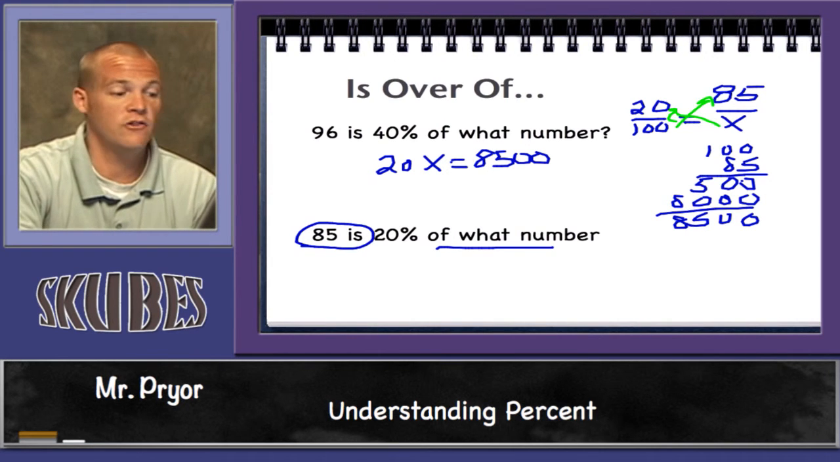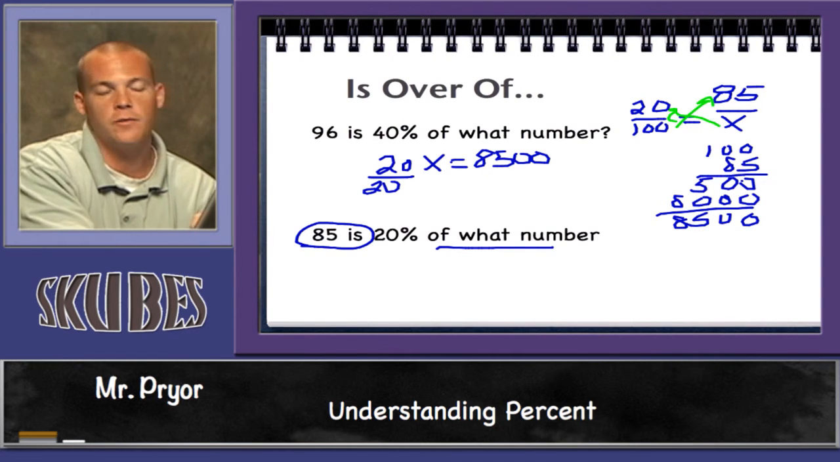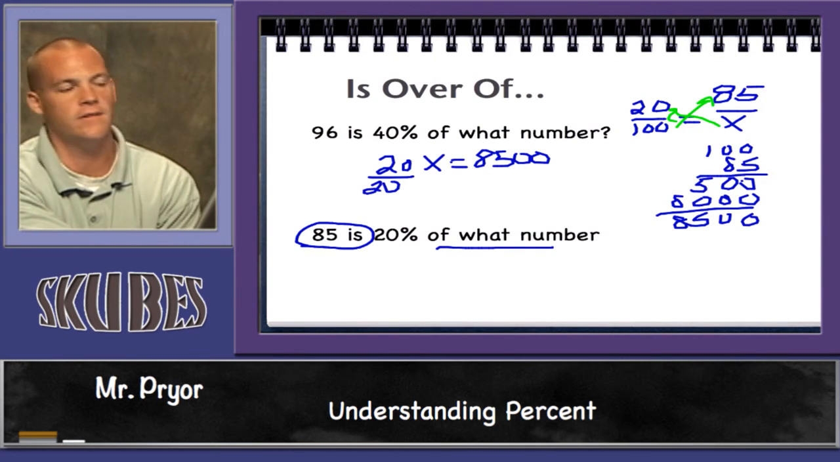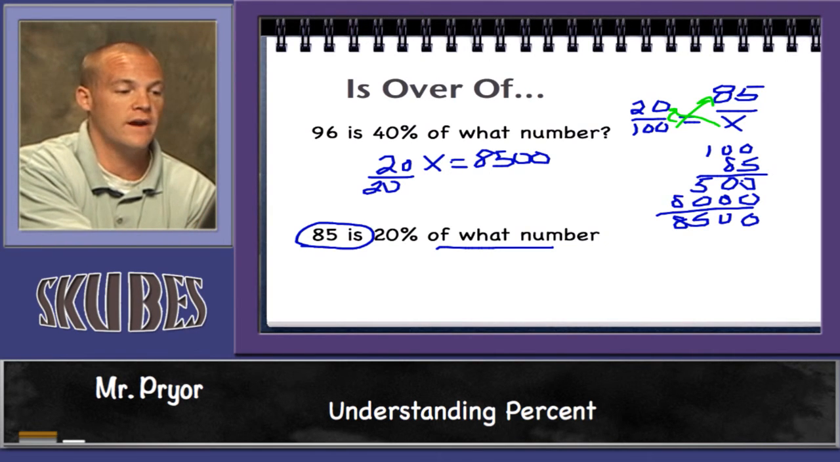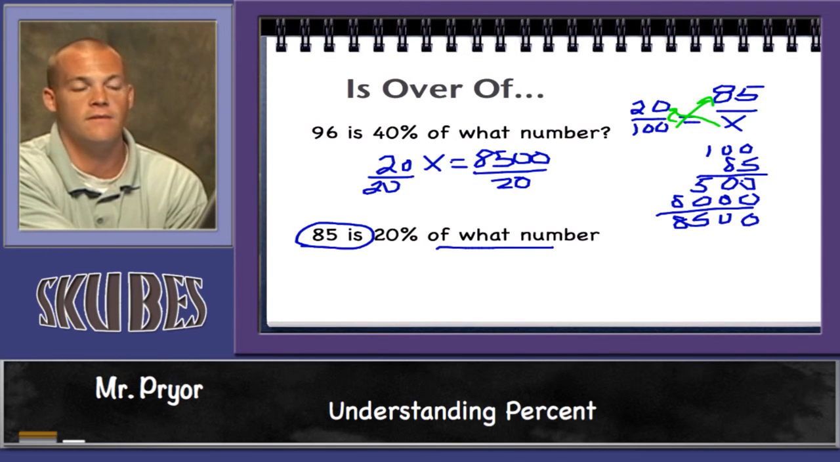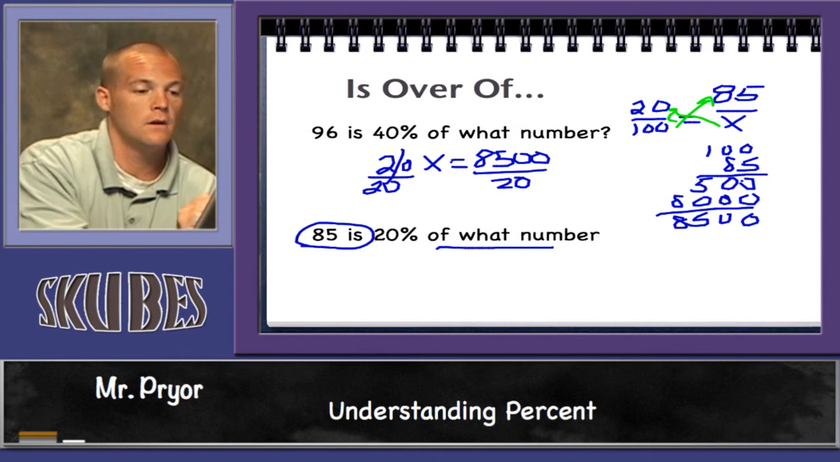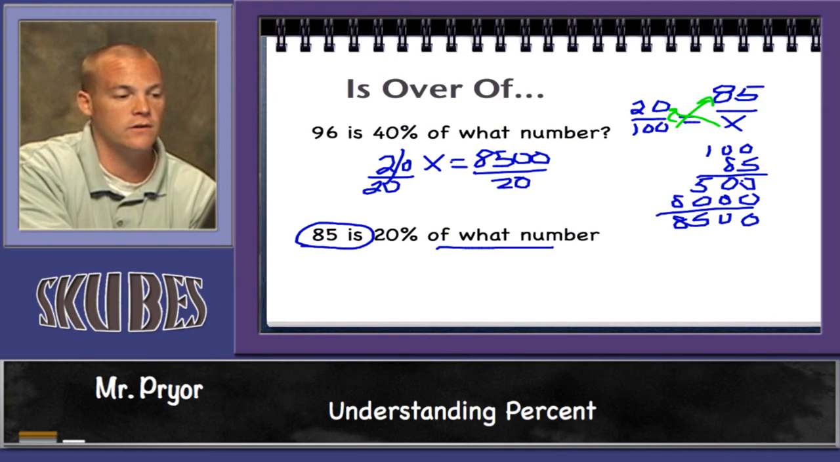So now we have to finish the problem off by dividing. So again, we're dividing because that's the inverse of this multiplication. Again, in this problem, that means 20 times x. The inverse of multiplication, division. So we're dividing 20 by itself, which means we also have to go to the other side and divide 8,500 by 20. So now, once we do that division, we'll have our answer.